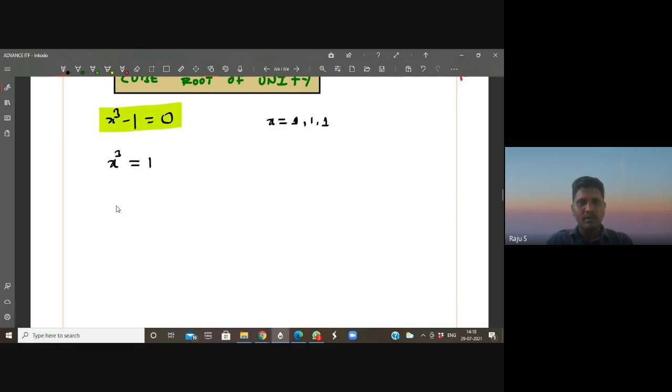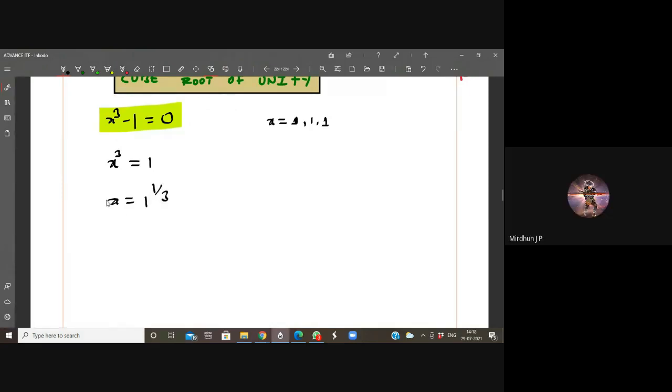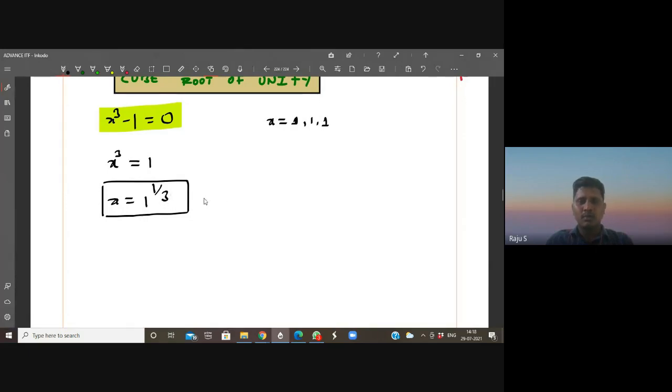Yes, we can write like this: x cube minus 1 is equal to 0 can also be written as x is equal to cube root of 1, that is, x is equal to cube root of unity. That is the reason we wrote here cube root of unity. Unity means 1. So my question is, what are the roots? Here you said 1, 1, 1. Is it right, students?